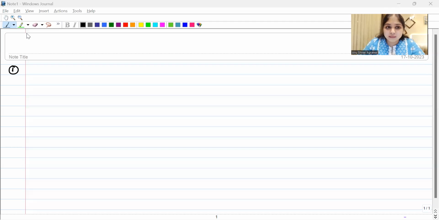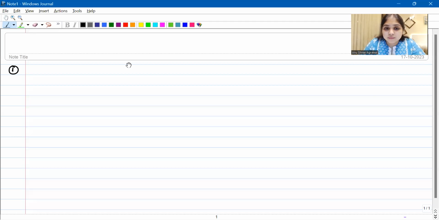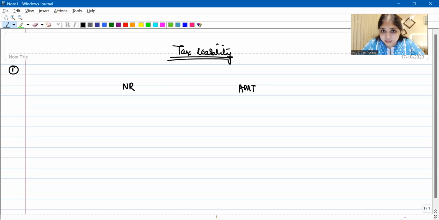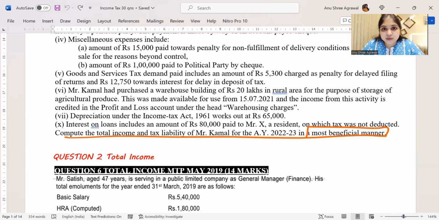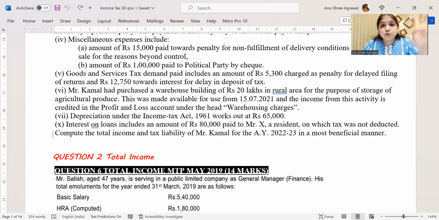Okay, see, always remember one small thing. Whenever you are asked for the most beneficial manner, whenever you come to the tax liability calculation, keep this chart in your mind. You will see what is a normal rate and you will see what is AMT. If you're noticing in this question, are they even talking about AMT? No, they are just saying compute total income and tax liability in the most beneficial manner. 100% of students will forget about AMT.